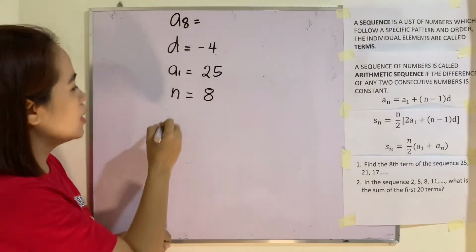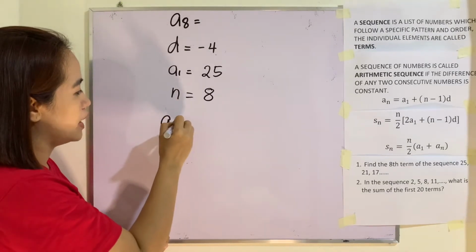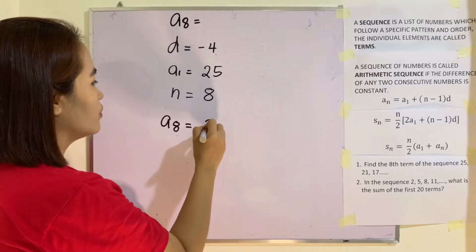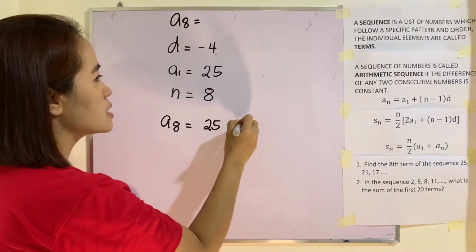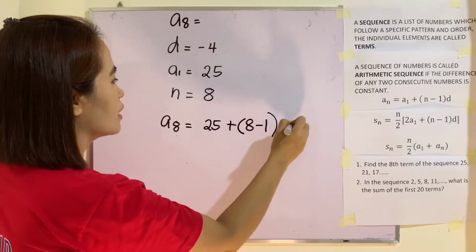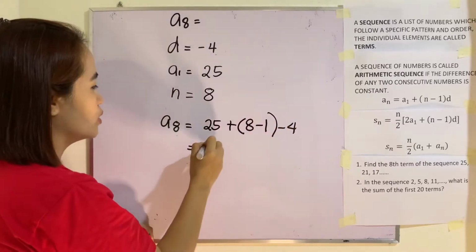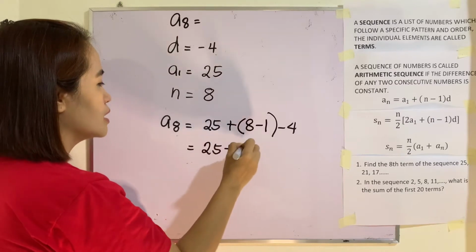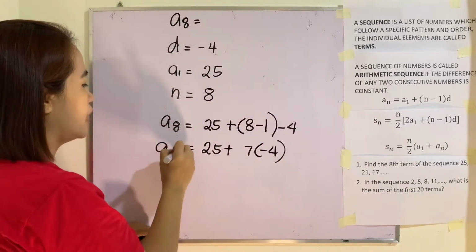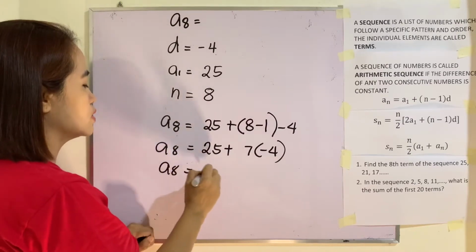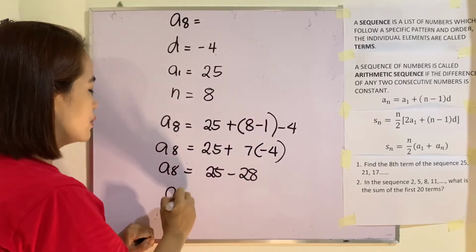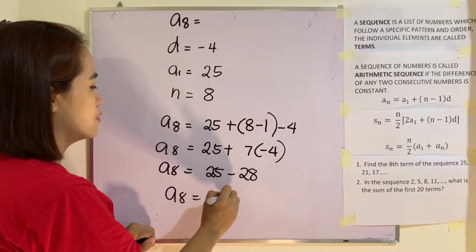So we are now ready to solve for A sub 8, or the 8th term, that is equal to 25 plus 8 minus 1 times negative 4. So this is equal to 25 plus 7 times negative 4. So our A sub 8 is equal to 25 minus 28. Our A sub 8 is equal to negative 3.